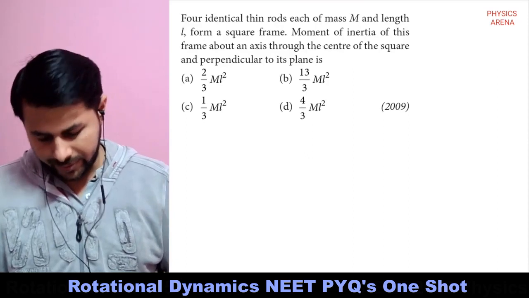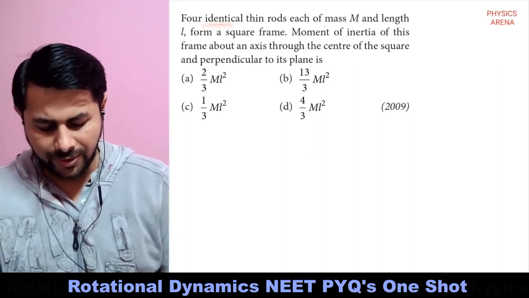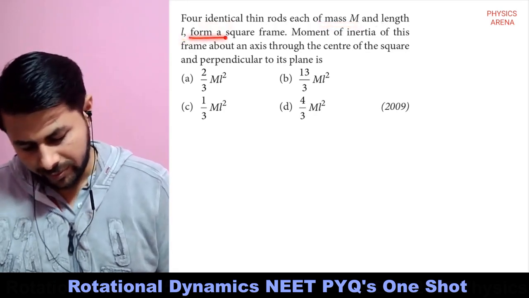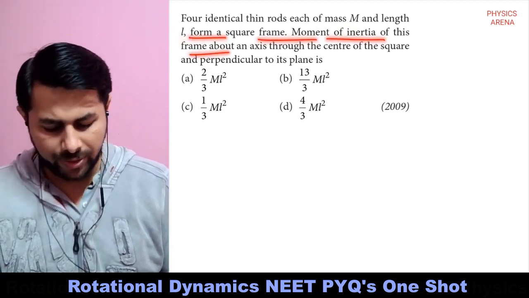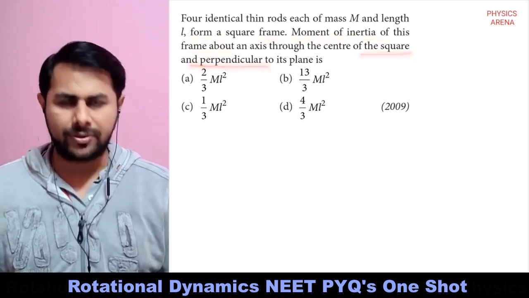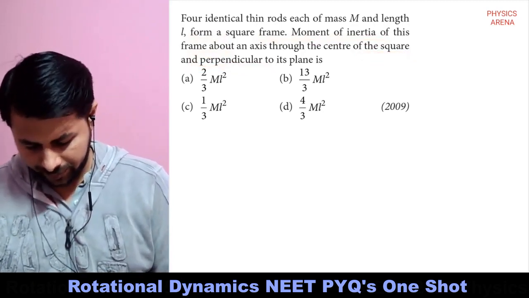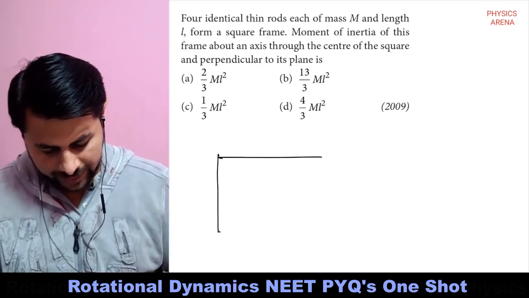All right, so let us see the next question. Four identical thin rods, each of mass M and length L, form a square frame. The moment of inertia of this frame about an axis through the center of the square and perpendicular to its plane is... So you have four rods like this.